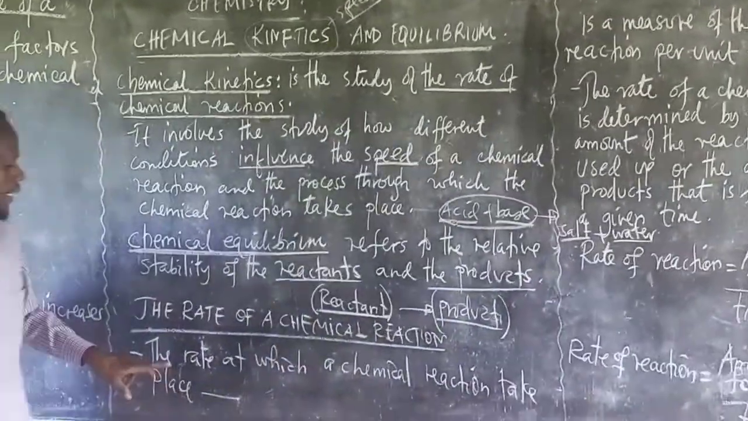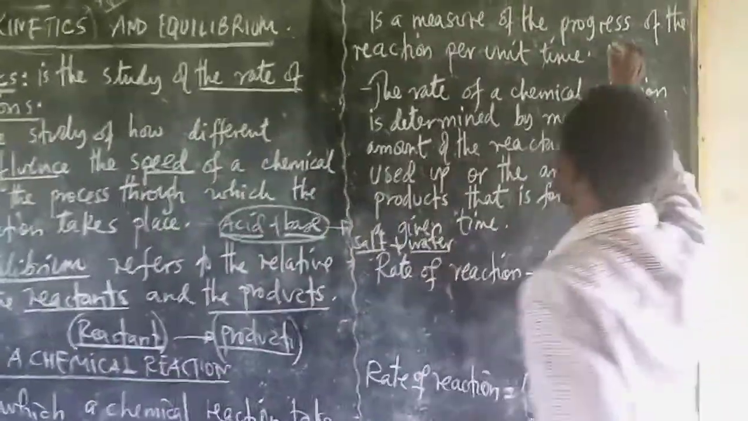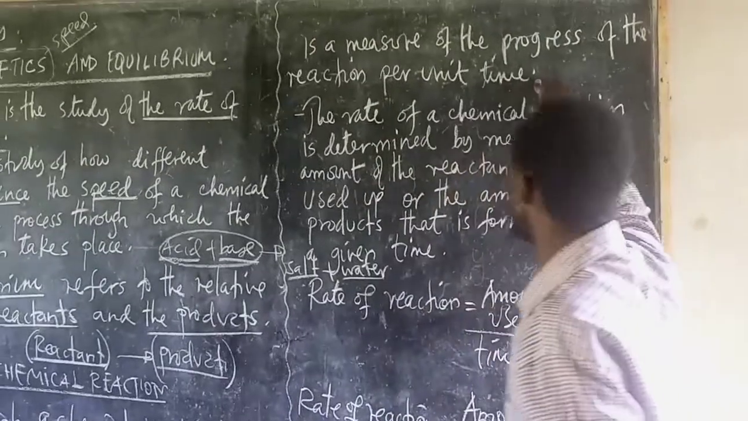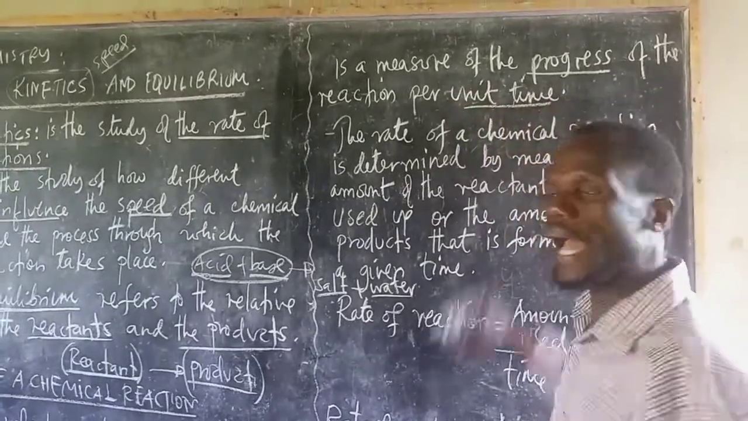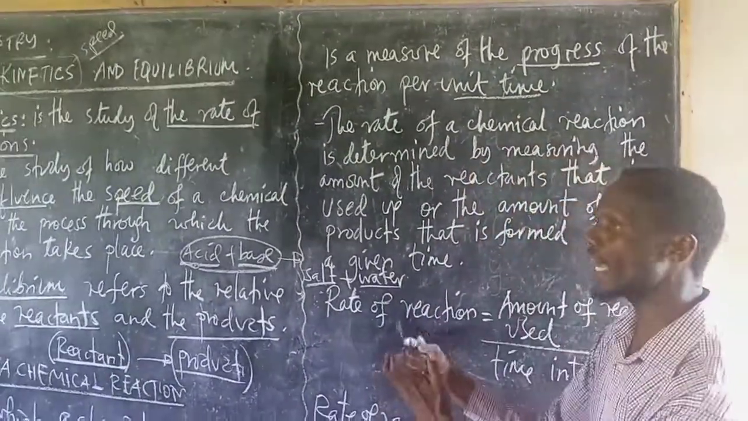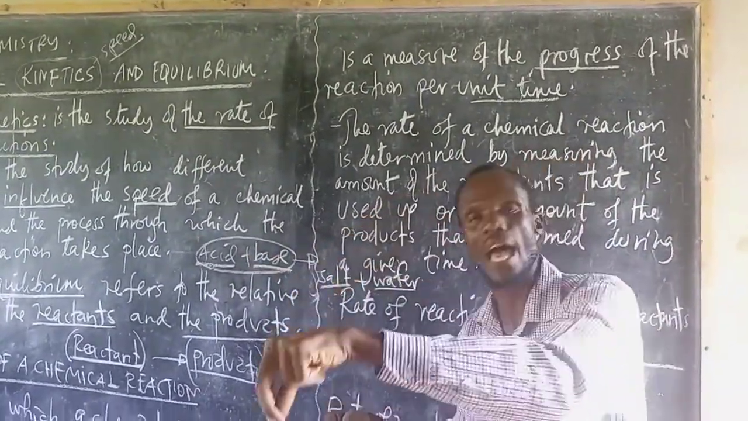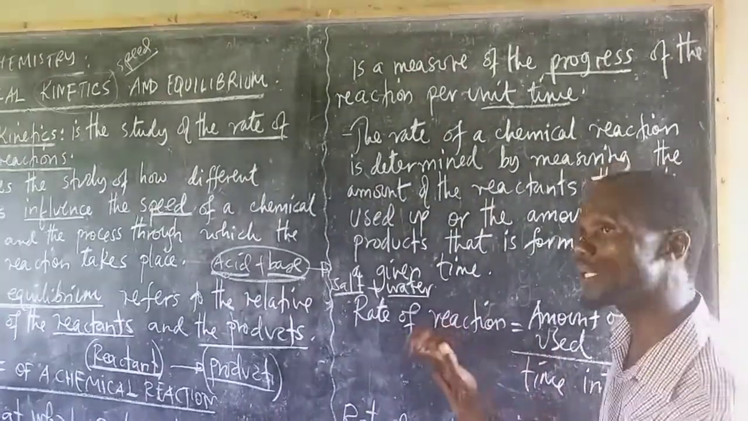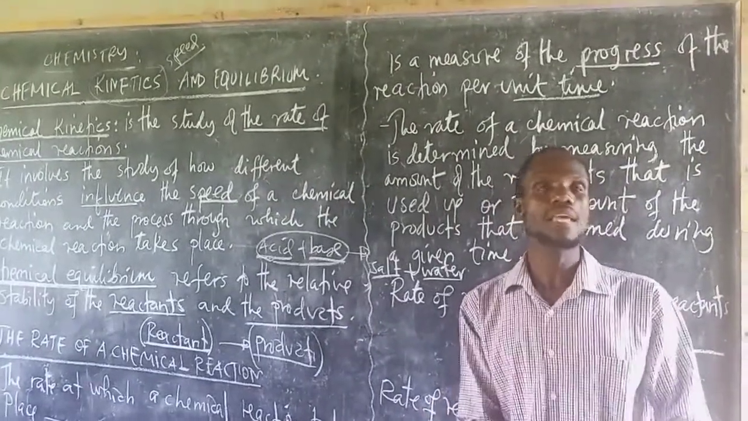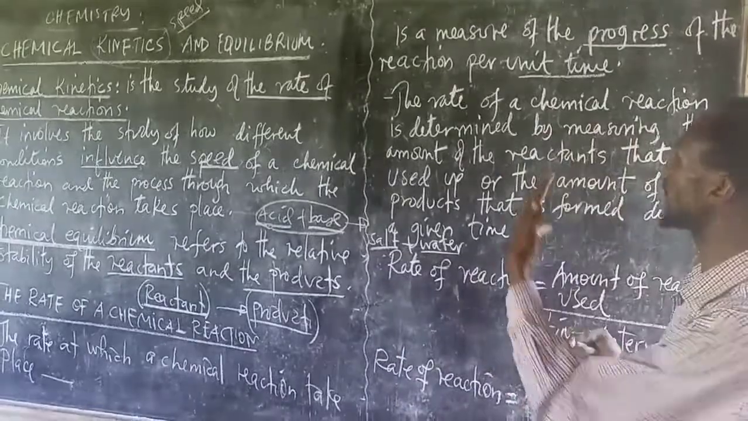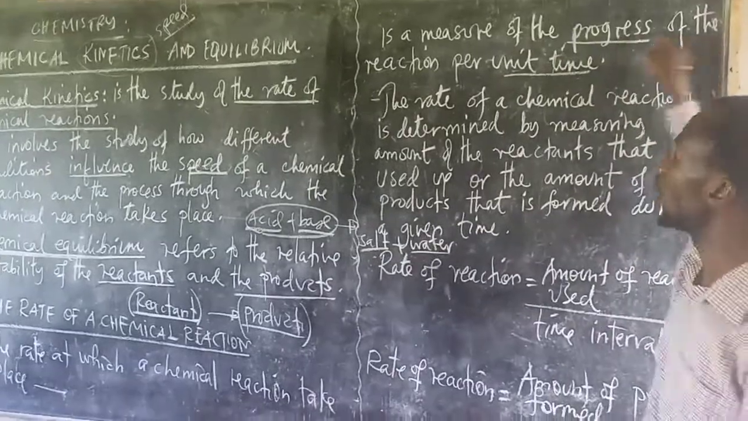That is why we say the rate at which a chemical reaction takes place is the measure of the progress of the reaction per unit time. And what does progress mean? The reactant that has been used or the product that has been produced during the reaction per given time. Because we definitely use time to complete the reactions, and this time may be measured in seconds, minutes, days, hours, and so forth.